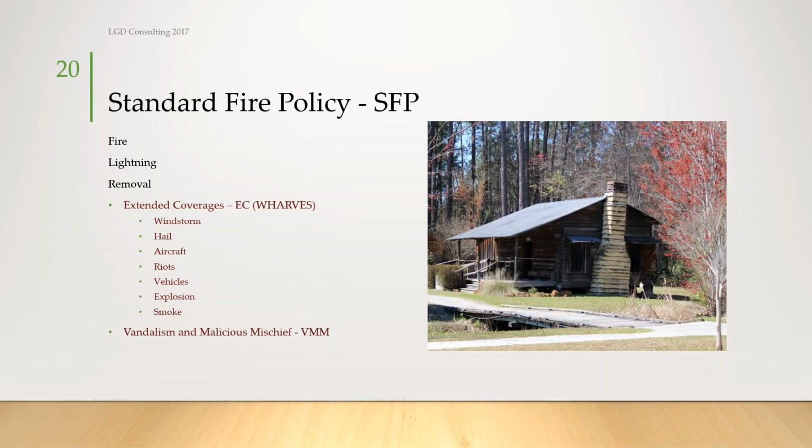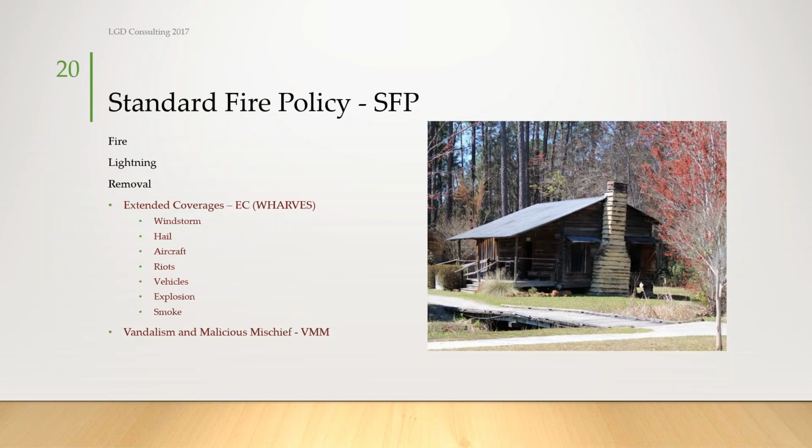So for a slight additional charge, you can purchase a package of 7 additional perils called extended coverages, or EC. Again, it's 7 perils: windstorm, hail, aircraft, riot, vehicle, explosion, smoke. WHARVES is the best way to remember that. You may get a test question that says, which of the following is not an example of an extended coverage peril? So if you know those 7, then you, of course, know that flood and earthquake are not one of those 7 perils. So be wary of that.